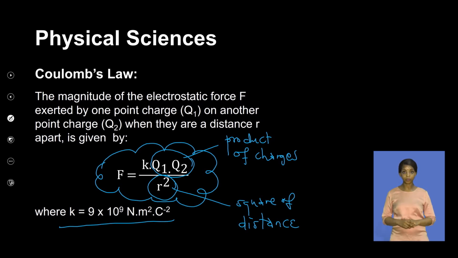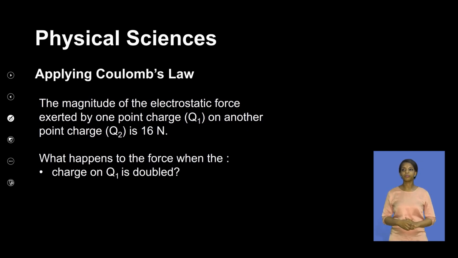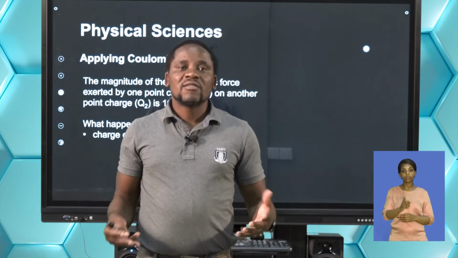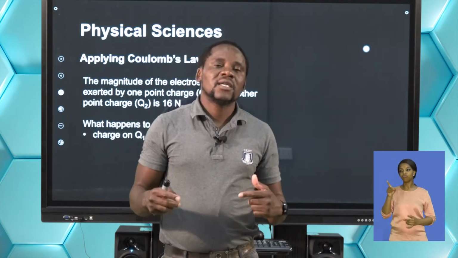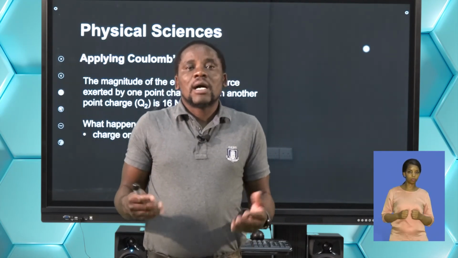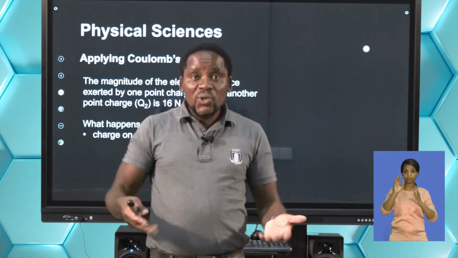You need to be familiar with that and distinguish it from G, which is the universal gravitational constant. Now, in terms of applying Coulomb's law, multiple choice questions have a special focus on the conceptual understanding of any physics concept. So you need to be able to apply Coulomb's law appropriately based on your understanding.